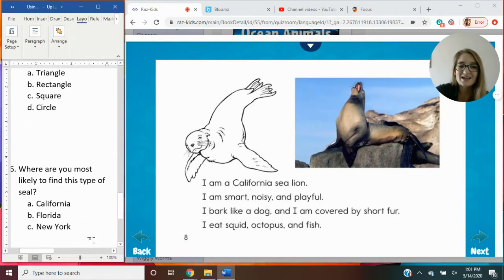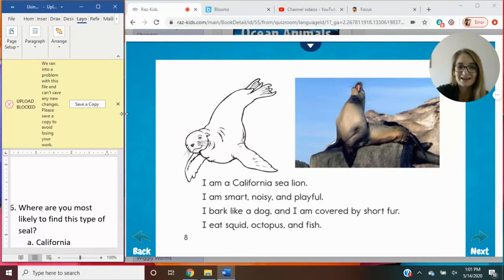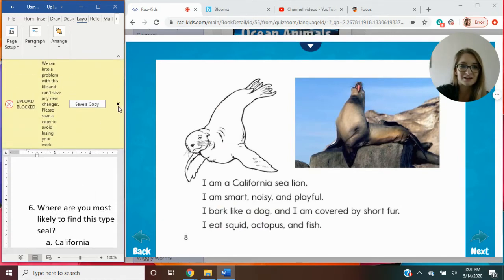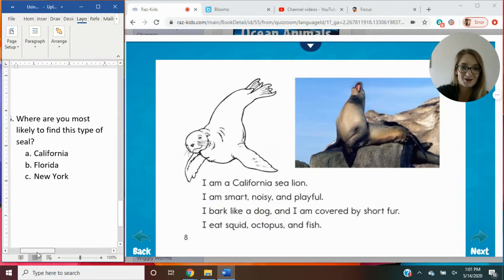Okay. I am a California sea lion. I am smart, noisy, and playful. I bark like a dog, and I am covered by short fur. I eat squid, octopus, and fish. Okay, let's see our question. Oh my goodness, this is not liking me today. Okay, let's read the question.